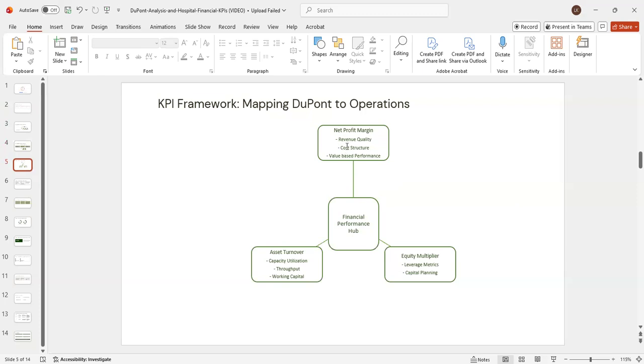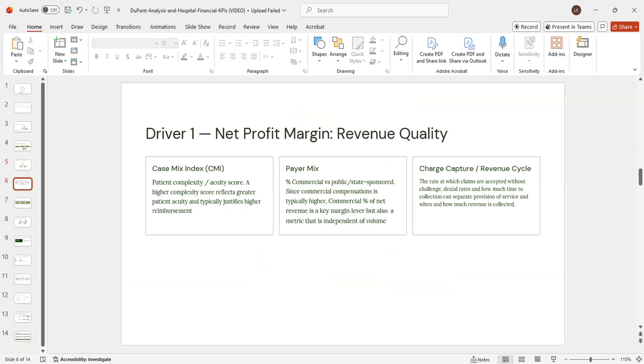For instance, revenue quality, cost structure, and value-based performance are the operational metrics that drive net margin. Capacity utilization, patient throughput, and working capital are factors that drive asset turnover. And similarly, the leverage metrics and how capital planning is exercised may drive the equity multiplier. Okay, so let's look into some of these operational KPIs a little more carefully.